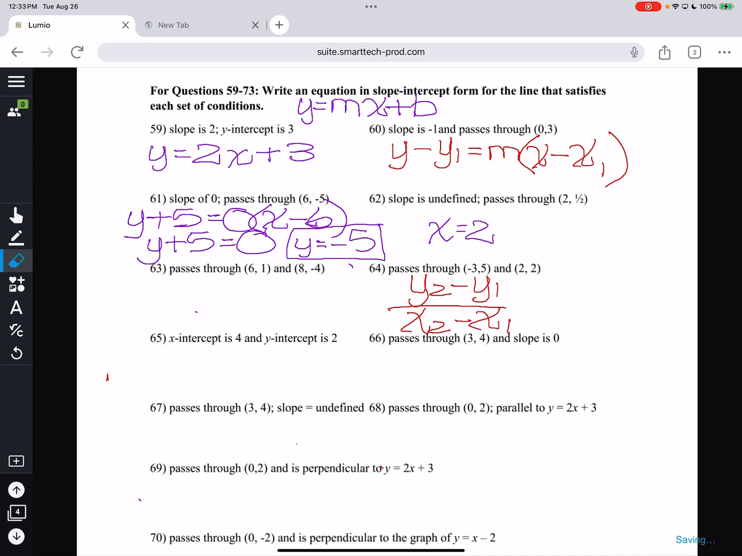And it does not matter which ordered pair you start with as long as you start at that ordered pair for both the x and both the y. So, passes through, we have 6, 1, and we have 8, negative 4. So I'm going to say negative 4 minus 1 over 8 minus 6. So what's negative 4 minus 1?